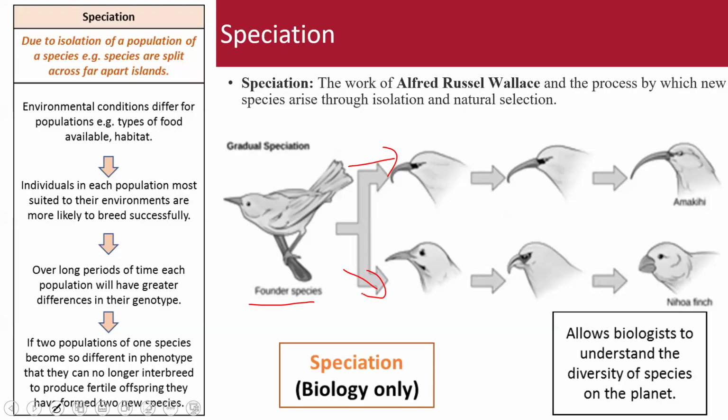Another name that is mentioned on the syllabus is Alfred Russel Wallace. He is the guy that came up with the idea of speciation. His name is written in black and white on the syllabus and has never been on an exam. He's the speciation guy.